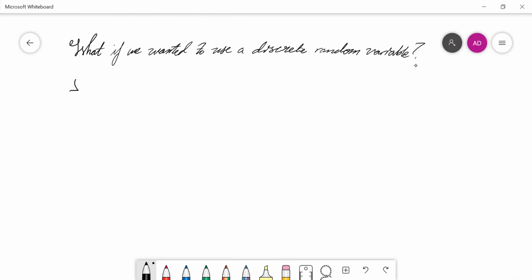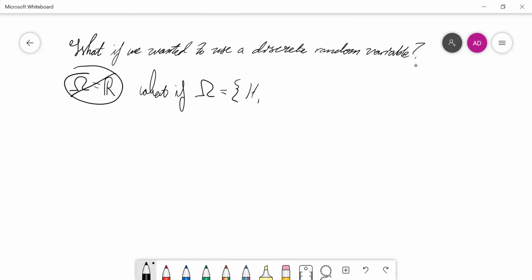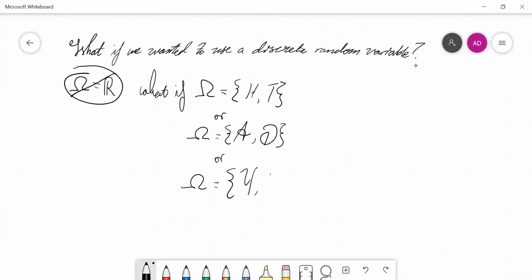So instead of our sample space omega being equal to the real numbers, so we don't have this, what if omega is equal to, say, heads or tails? Or omega is equal to agree, disagree? Or omega is equal to yes, no. So what do we do in all these cases?